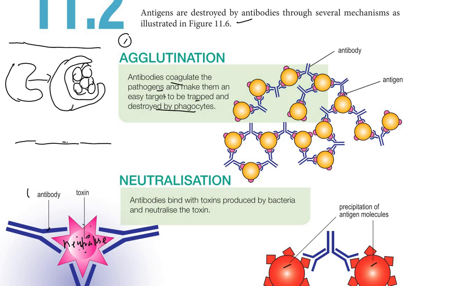So this is the function of antibodies. Antibodies help to coagulate the pathogens to make them clot like this, so they are easy to be trapped and destroyed by phagocytes. This is the first one, agglutination, an action of antibody. Sometimes the antibody does not really destroy the antigens. Actually, it helps the phagocyte to destroy the pathogens.